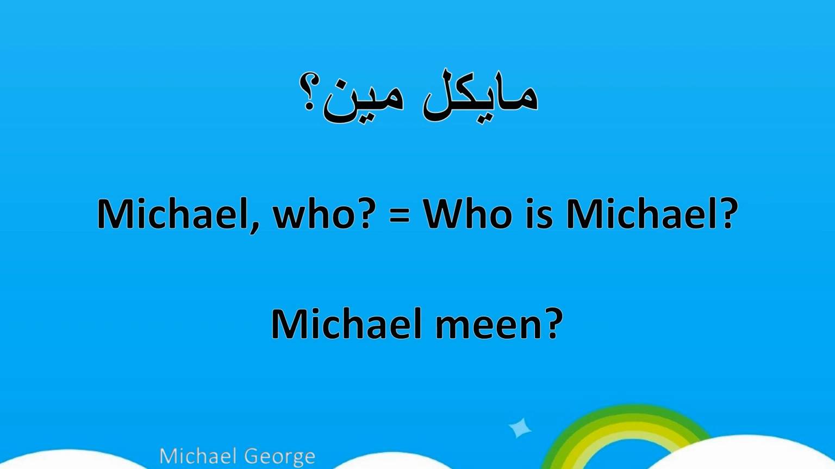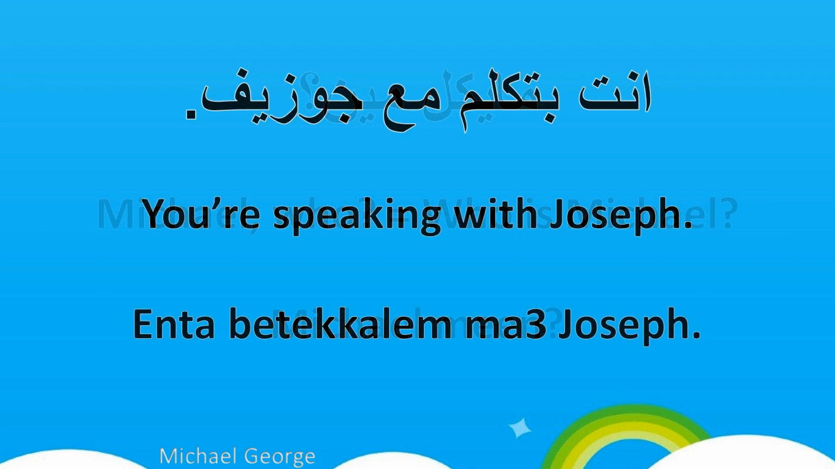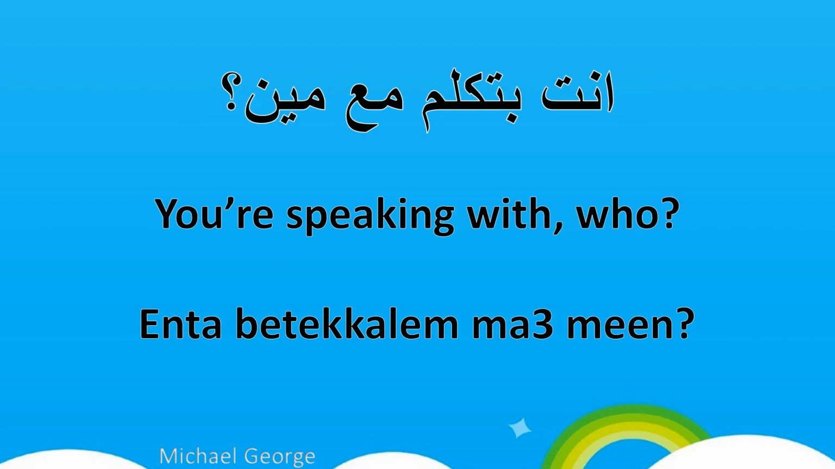Michael mean. Can you turn this statement into a question? أنت بتتكلم مع جوزيف. It means you are speaking with Joseph. Now you wanna ask about Joseph, so you need to replace his name with the word mean.